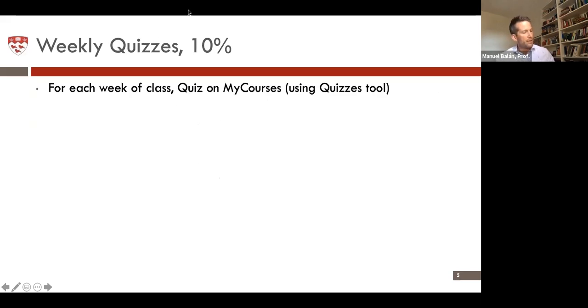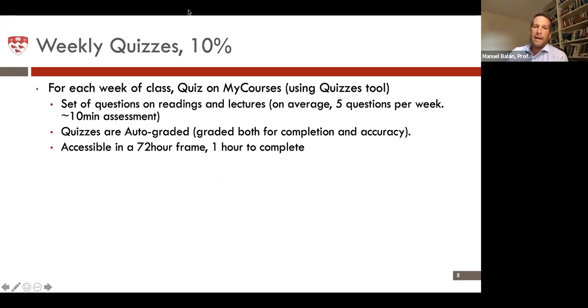Then the second assessment strategy that I'm following is that for each week of class, I'm designing a very short quiz using the quizzes tool on my courses. This is a set of questions on the readings and lectures. Again, the lectures are recorded, right? On average, this is 5 questions, about a 10 to 15 minute assessment. These are auto-graded, either as a multiple choice question or as a single word answer, and they are graded both for completion and for accuracy of the responses.